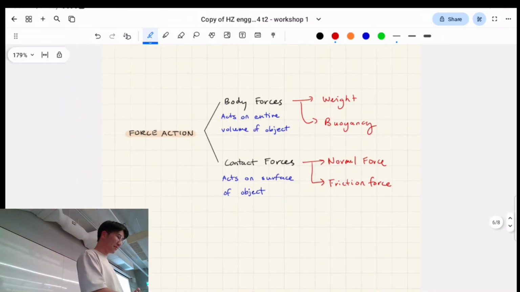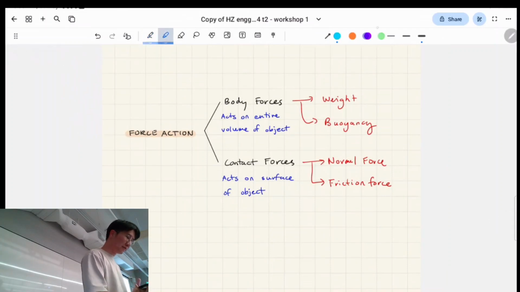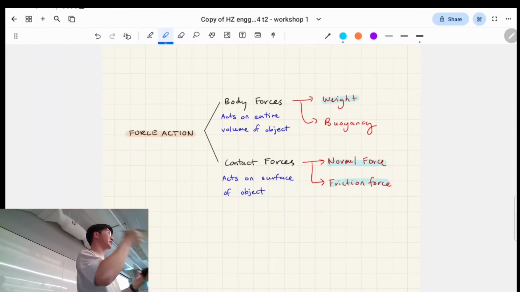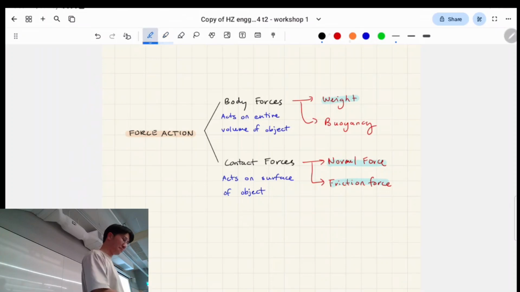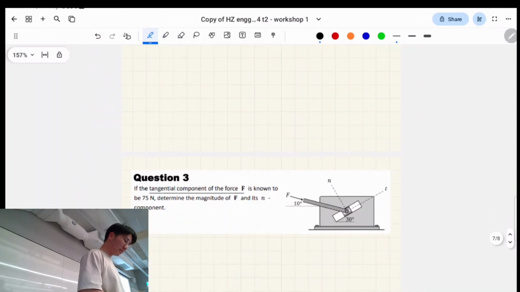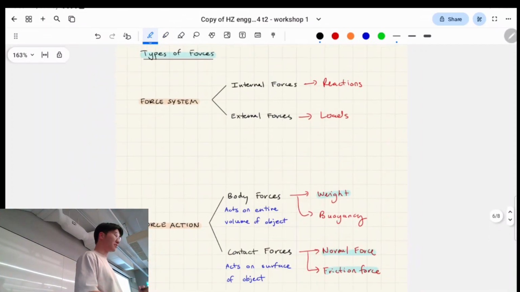Okay, so once you have an understanding mainly of weight, normal force, and friction force, because I'm going to be using these words a lot in the next two questions. Oh, sorry. Does anyone have any questions to do with this?